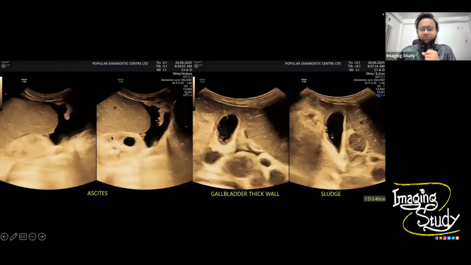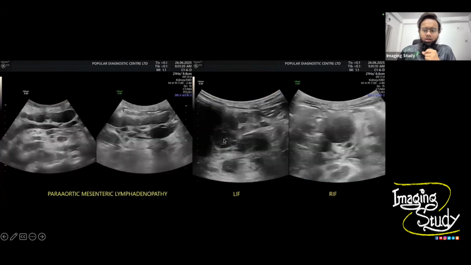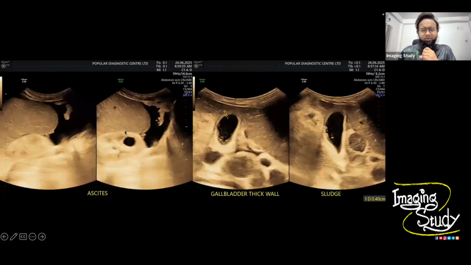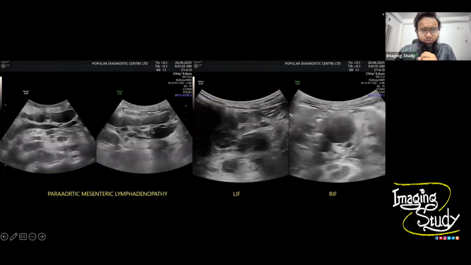You can see some ascitic fluid here, and you can see the gallbladder wall is thickened with some echogenic sludge inside. Why is the gallbladder wall thickened? It is related to the hypoalbuminemia. It is related to the ascites actually. So here's the picture of other lymph nodes. You can see I put the transducer at the midline around the umbilical region, and there is a huge amount of para-aortic lymphadenopathy. You can see similar type of lymph nodes in the right and left iliac fossa also.